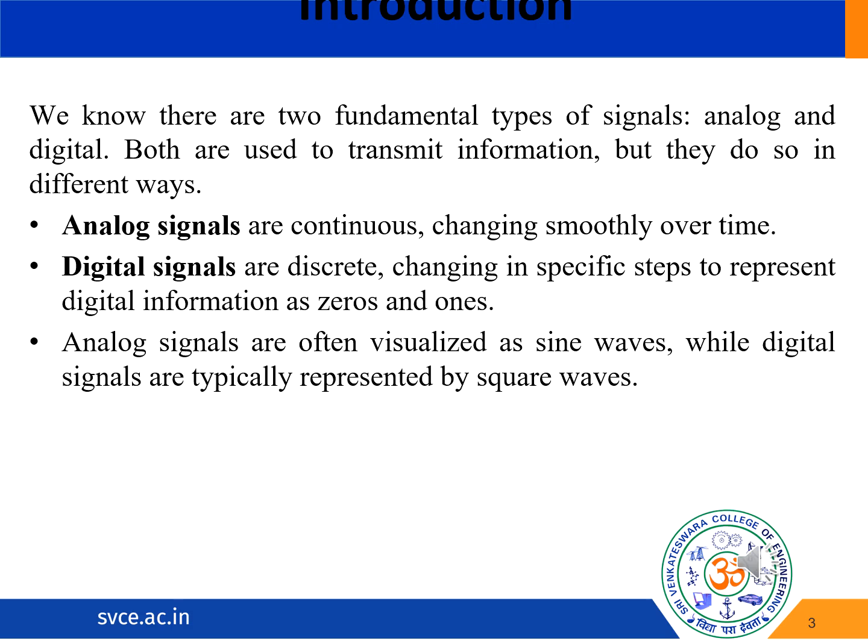So we know we have two foundational types of signals. One is analog and one is digital. So both are used to transmit information, but they can be done in different ways. So you know basically what analog signals are. Analog signals are continuous. Every time it changes smoothly over time. And moving on to digital signals, they are discrete, changing in specific steps to represent digital information as zeros and ones. So analog signals are often visualized as sine waves, while digital signals are typically represented by square waves.